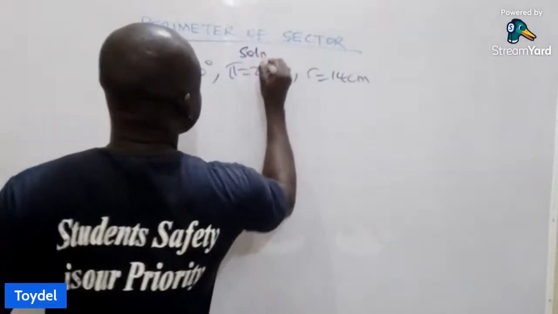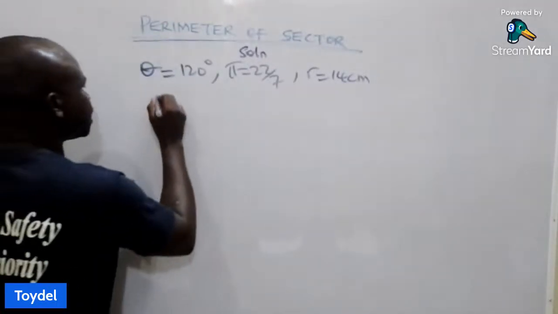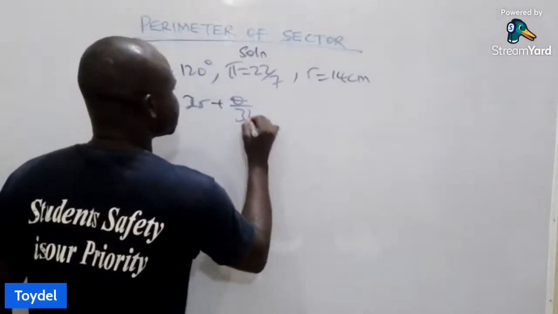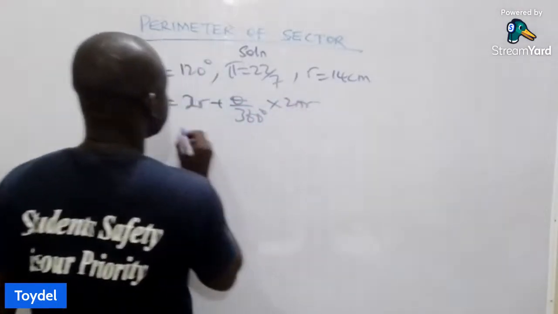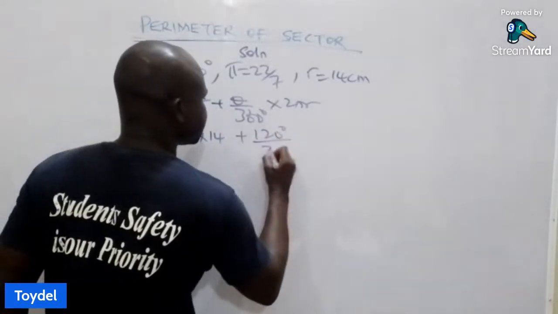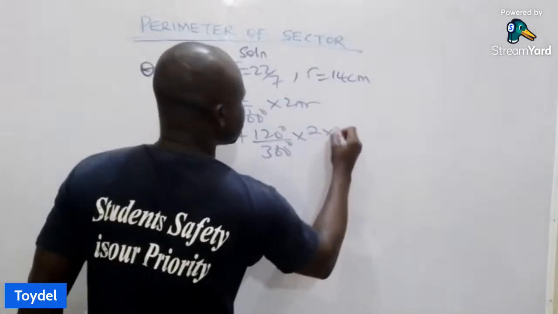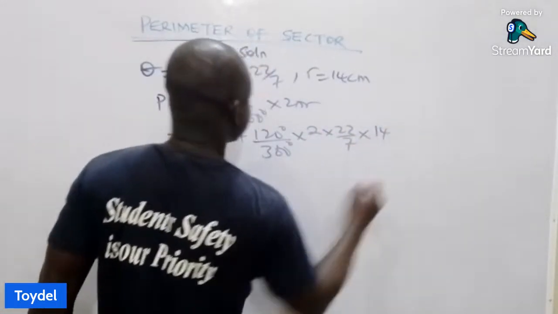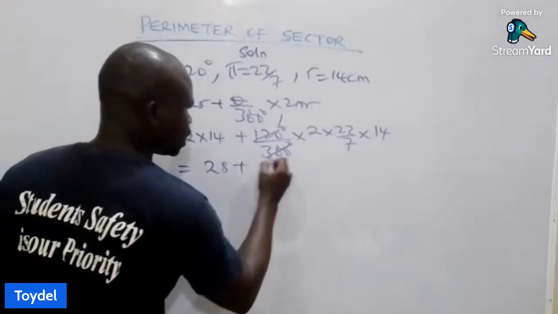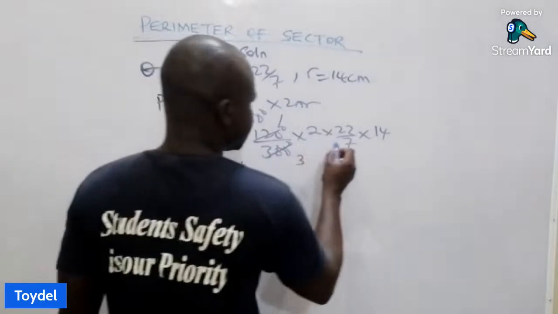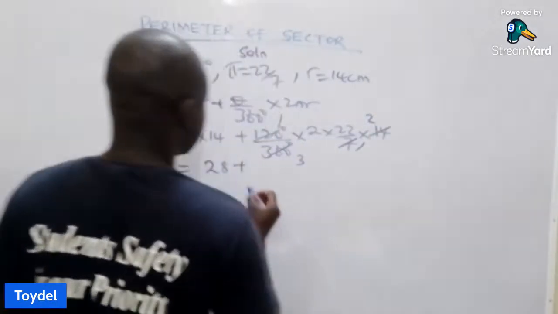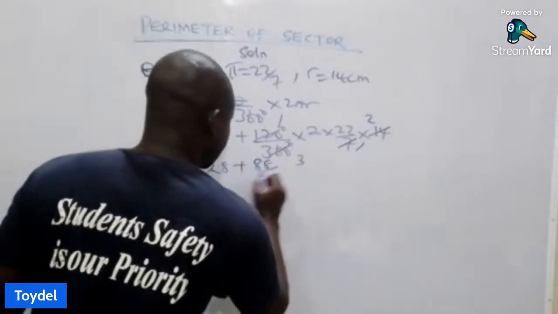Solution. The perimeter by formula is given as 2r plus theta all over 360, that is the length of an arc, multiplied by 2 pi r. So here we have 2 multiplied by 14 plus 120 degrees divided by 360 degrees multiplied by 2 multiplied by 22/7 multiplied by 14. 2 times 14 is 28, plus, cancelling, 1 and 3, 7 and 1, 7 and 2. Then we are going to have 88 all over 3.